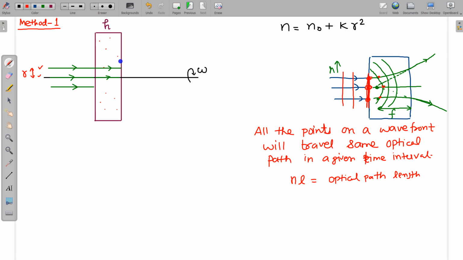So this ray inside the material is going like this, and after that there is a deviation. Suppose after leaving the material it is going something like this.